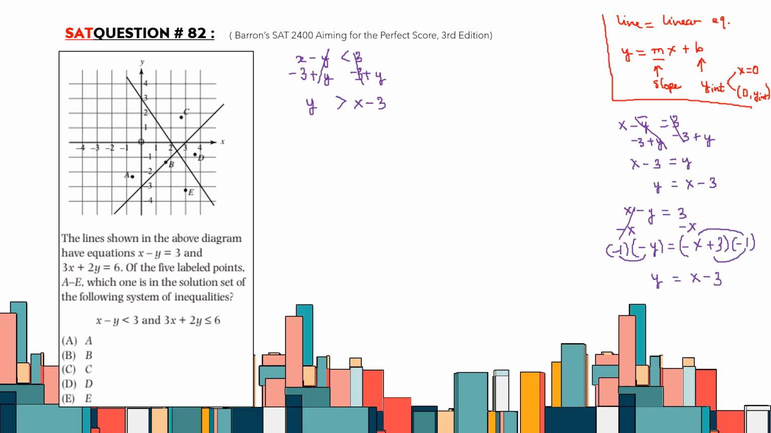Okay, so this is one of the inequalities. How about if we use the other method to solve for it? It's still okay. So x minus y less than 3. We want to move x, so we subtract x from both sides, right? Now we multiply both sides by negative 1. So negative 1 times negative y, minus x, plus 3 times negative 1.